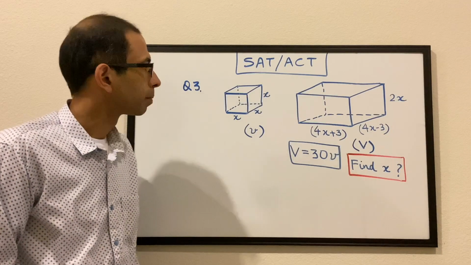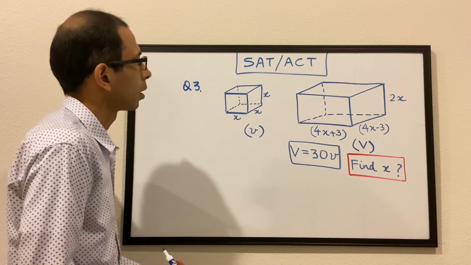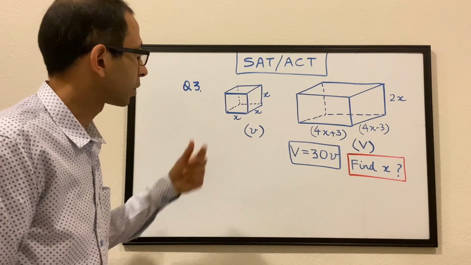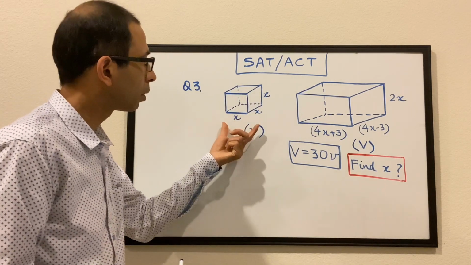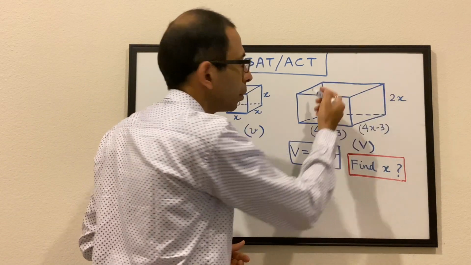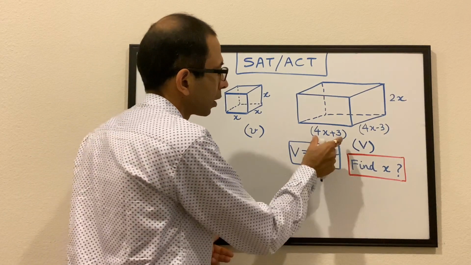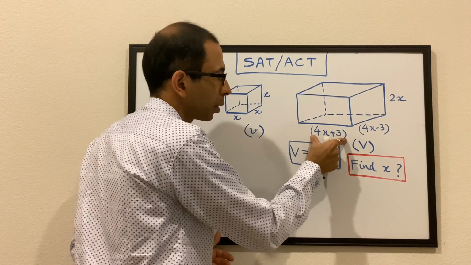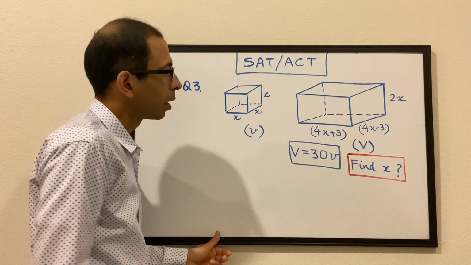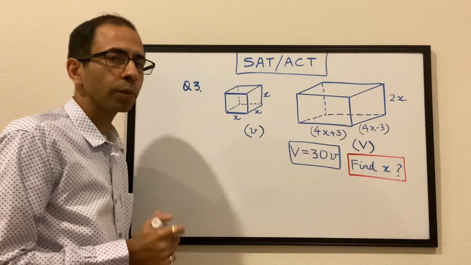Now next question. So we have a cube given here and each of these sides, dimensions of this cube is x, the volume of this cube is small v. And then we have a rectangular prism or a cuboid like this, and the dimensions of this object are the width is 4x plus 3, the length is 4x minus 3, and the height is 2x, right? And the volume of this rectangular prism is given by capital V, okay?